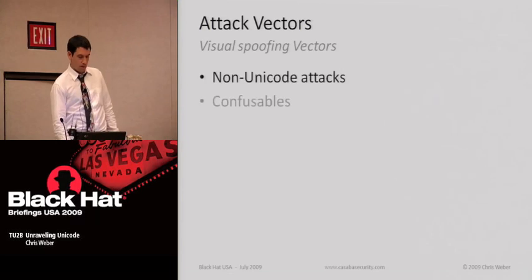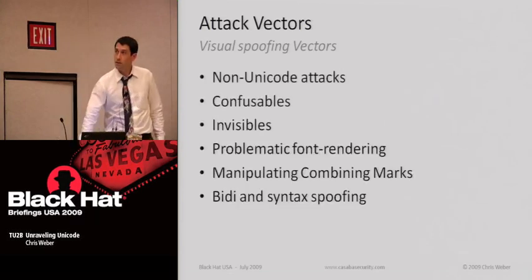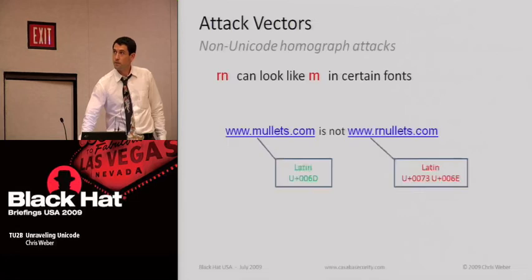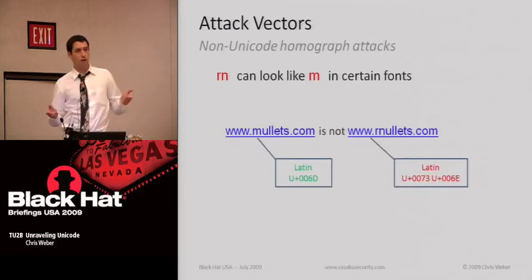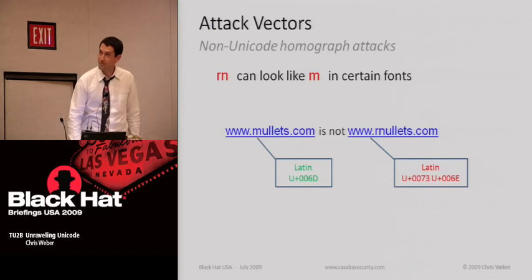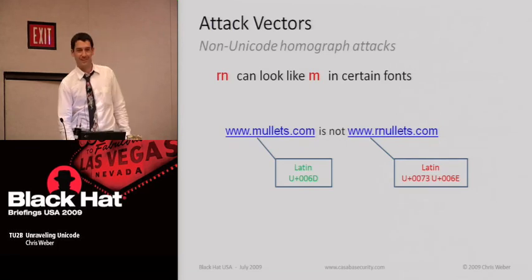Okay, so take a look at some of the non-Unicode attacks. These are the traditional things. If you have a letter R and an N together, in some fonts that can look like an M. Here's an example of a couple of domain names that look similar.